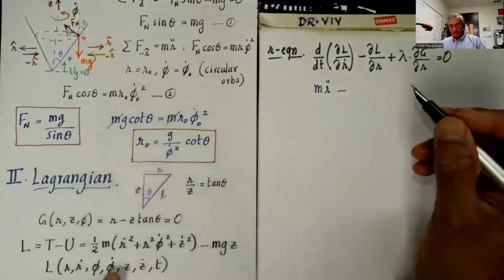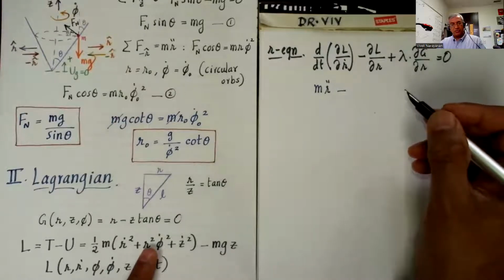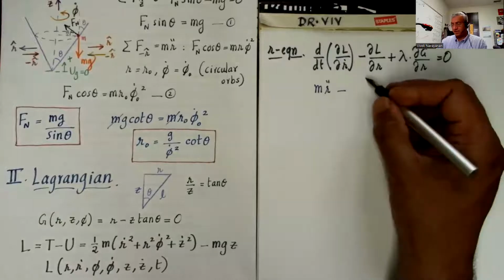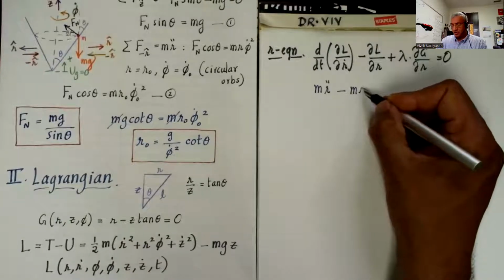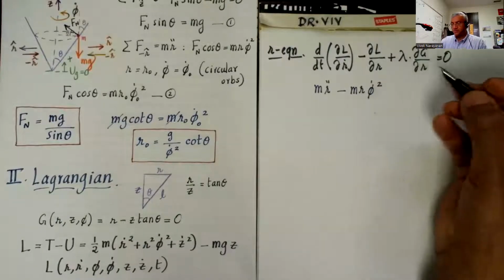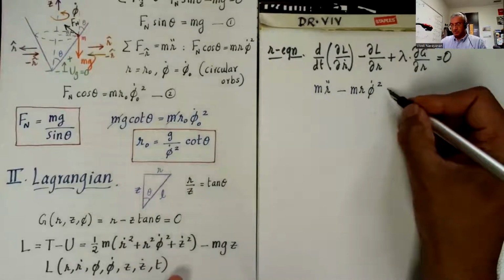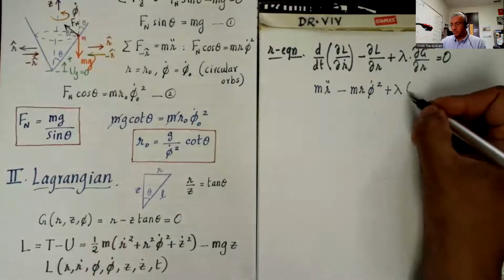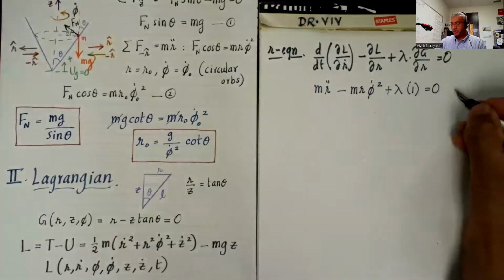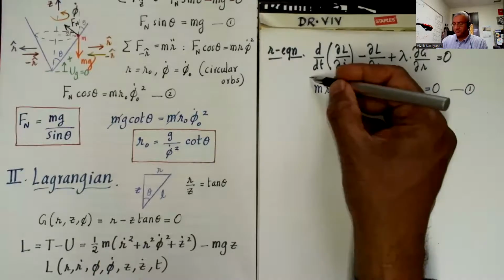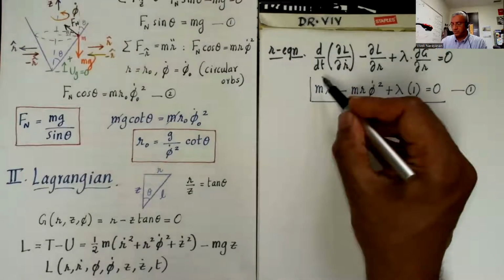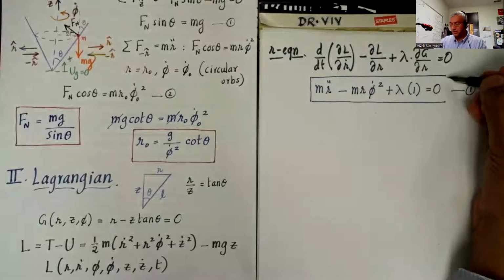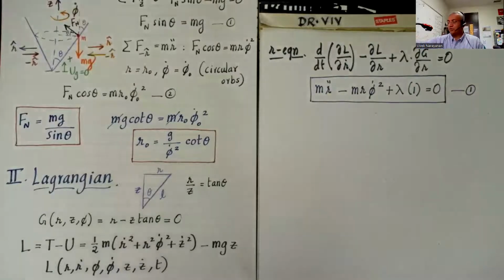minus del L over del r. I just pick up 2 here, 2r, but that 2 cancels with the half. So I get m r phi dot squared. And then plus lambda times del G over del r. That's just 1. Let me call this equation 1. Our next equation is going to be the equation in the phi coordinate.